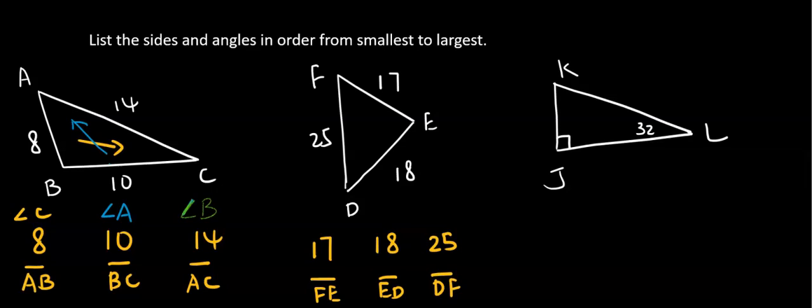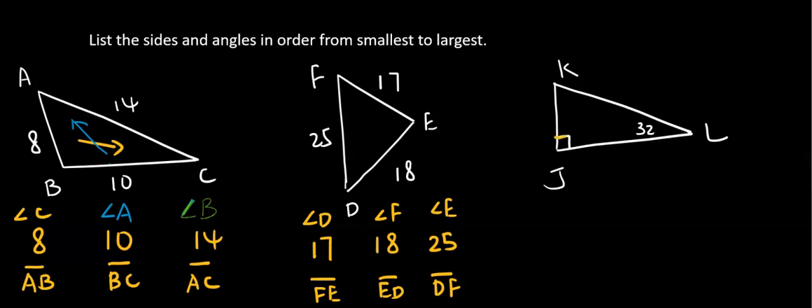Alright, let's look at the angles. 17 is opposite angle D. And ED is opposite angle F. And DF is opposite angle E. We're done here.